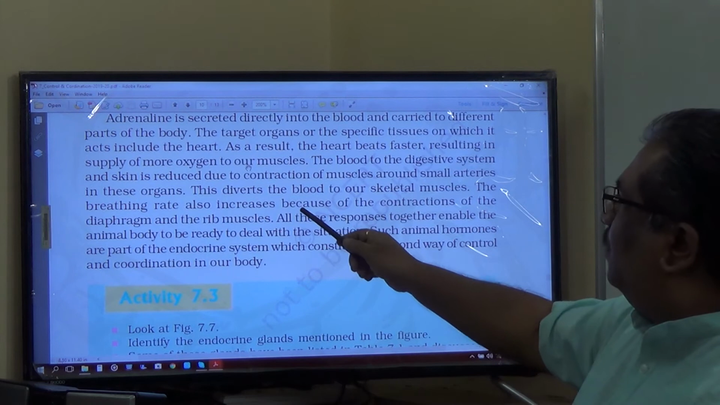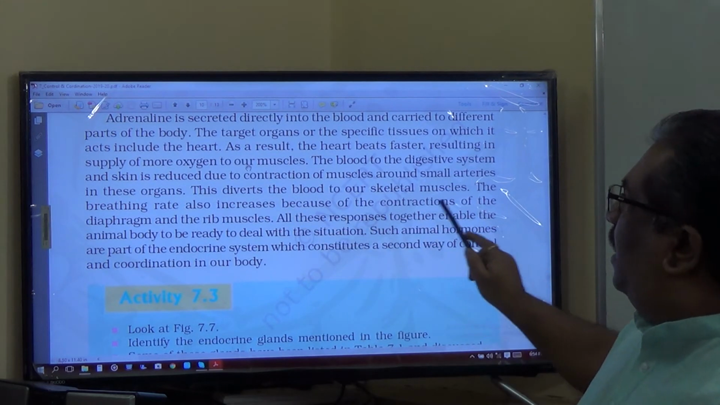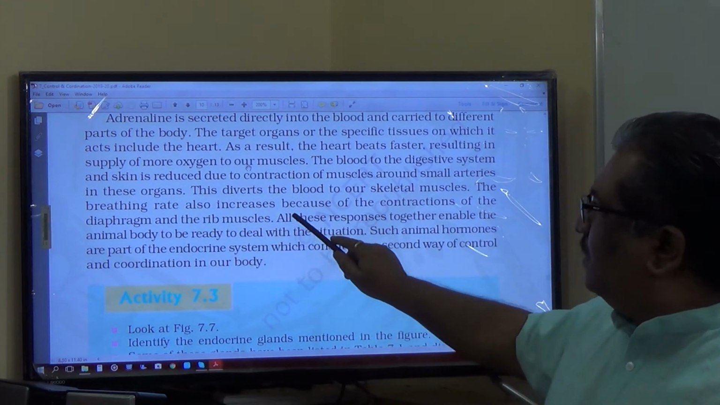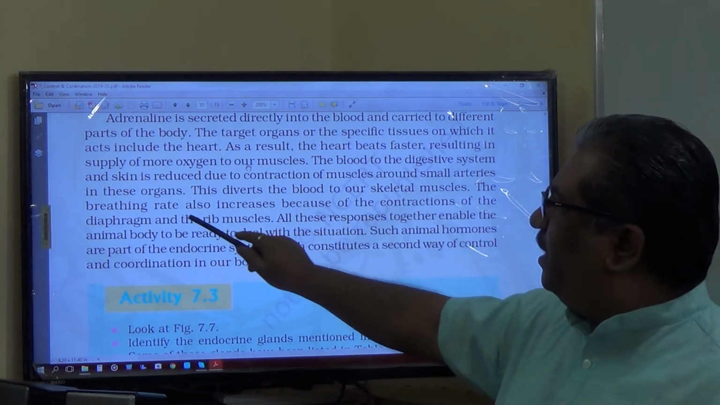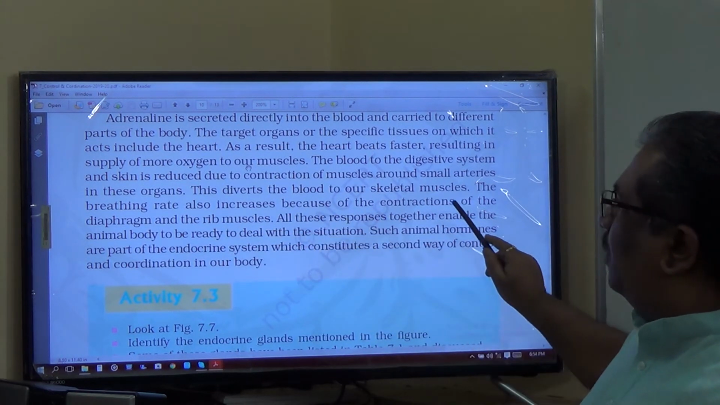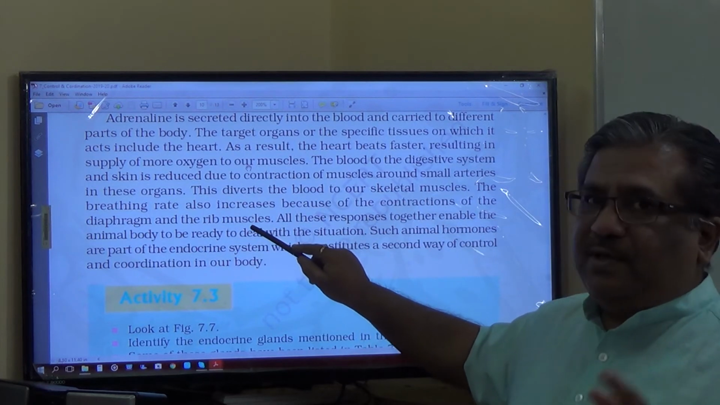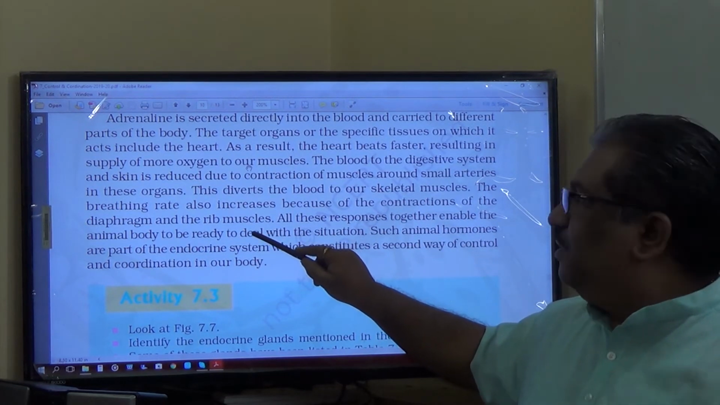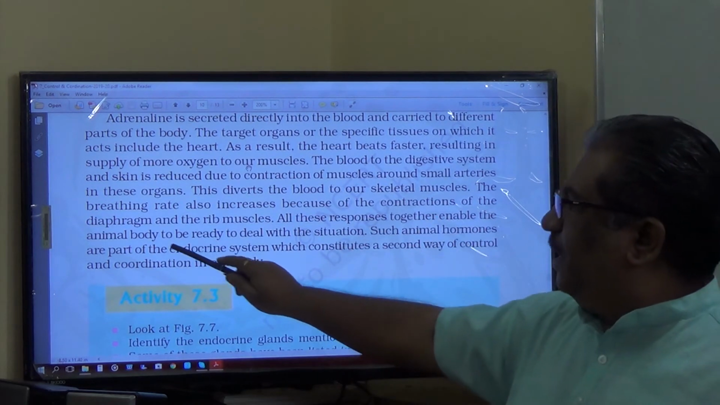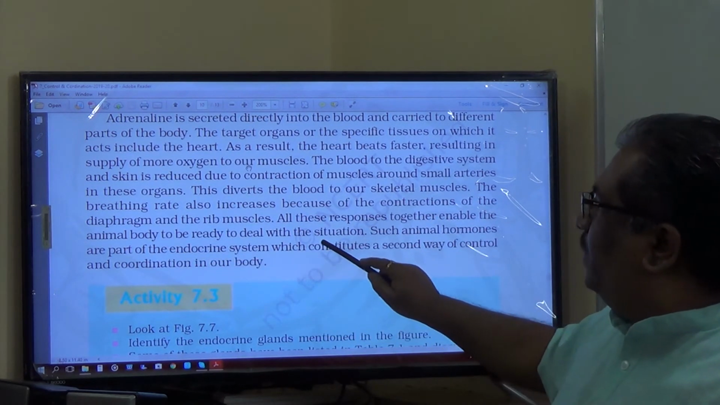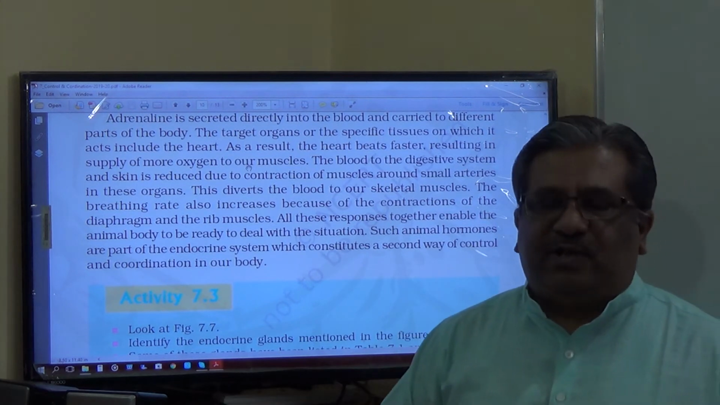Okay, so that is one thing. And the breathing rate also increases. This diverts the blood to our skeletal muscles. The breathing rate also increases because of the contractions of the diaphragm and the rib muscles. Important, the breathing rate increases. All these responses together enable an animal body to be ready to deal with the emergency situation.